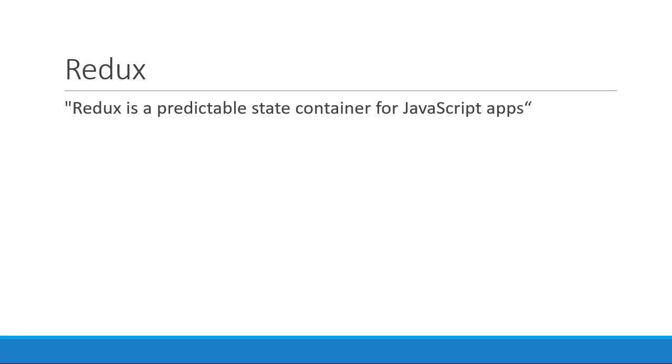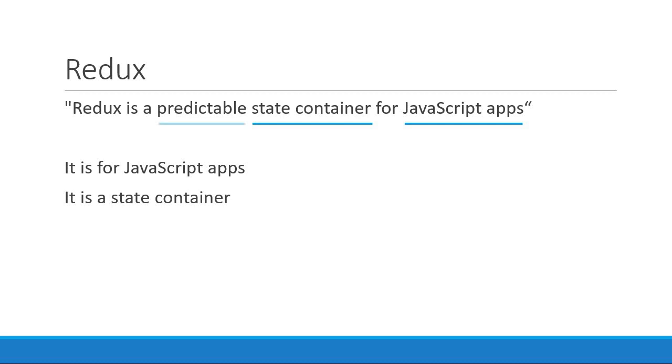First, let us go over the Redux library. What exactly is it? The definition from the documentation is that Redux is a predictable state container for JavaScript apps. To understand what this means, let's break it down into three parts. It is for JavaScript apps, it is a state container, and it is predictable. Let's take a look at each of these parts individually.